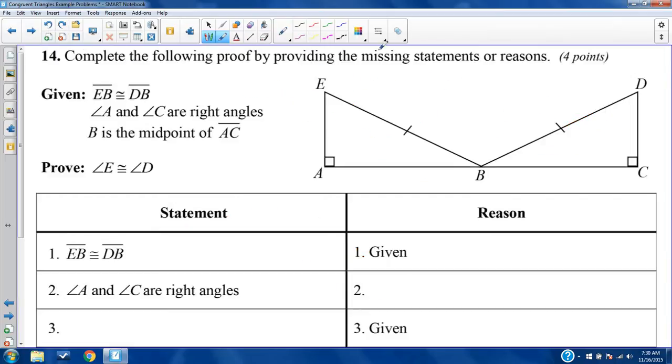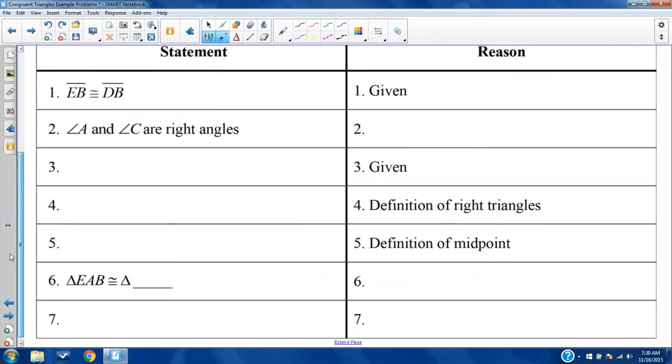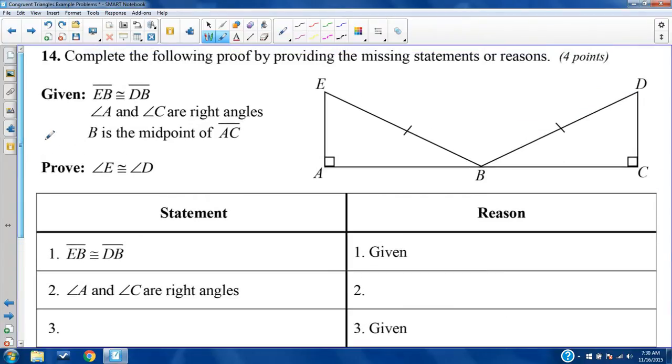Okay, complete the following proof by providing the missing statements or reasons. So we're going to be given some stuff, and we're going to prove this stuff, and part of it's filled out for us, which is pretty nice. You have some setup. You already know how many steps there are going to be. You just have to fill in the rest.